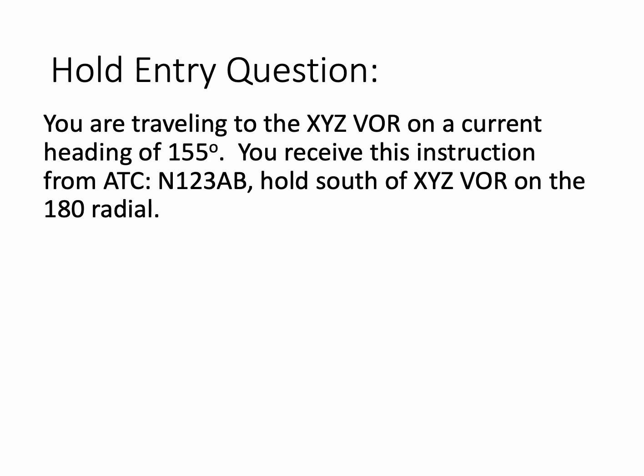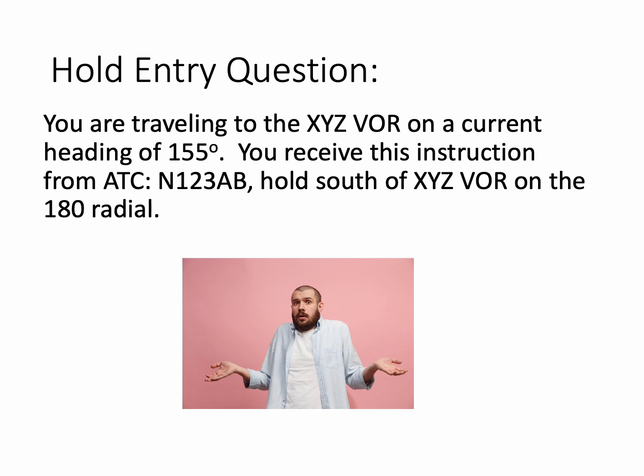If you are studying for your knowledge exam, you will undoubtedly see something like this. You are traveling to the XYZ VOR on a current heading of 155 degrees. You received this instruction from ATC: November 123 Alpha Bravo, hold south of the XYZ VOR on the 180 radial. What are you supposed to do with this? After completing this module, you will not have to ask that question again.